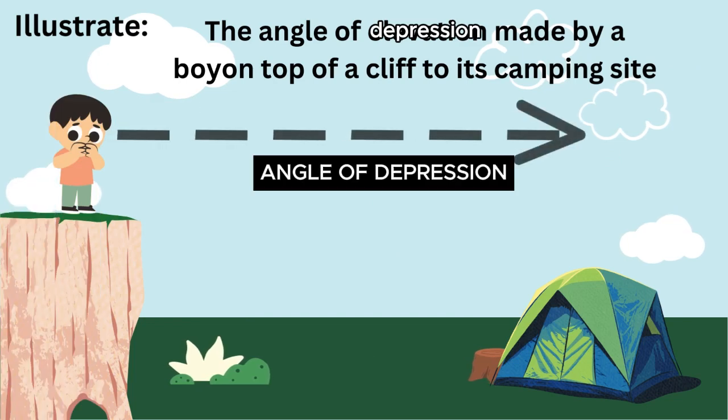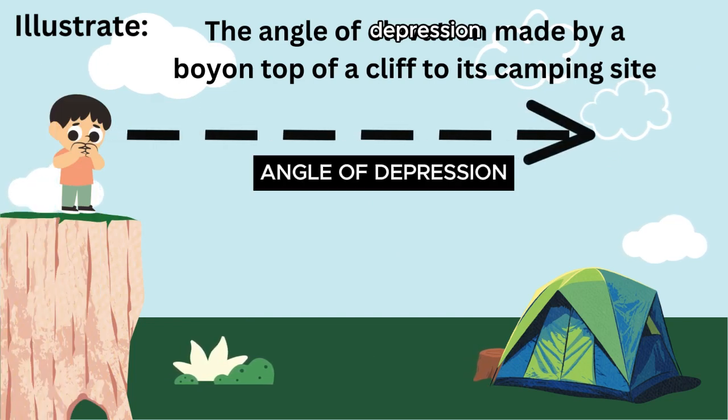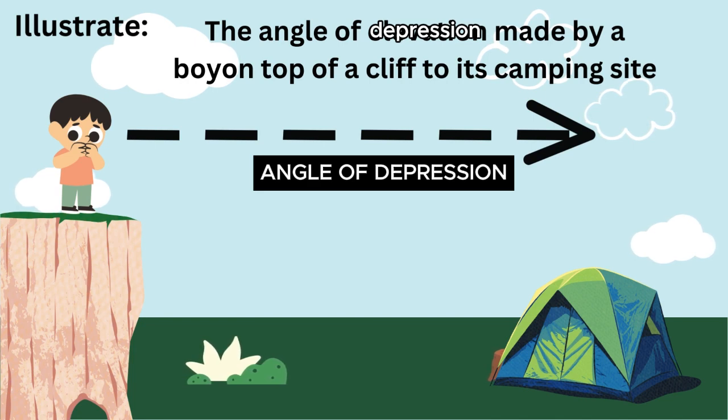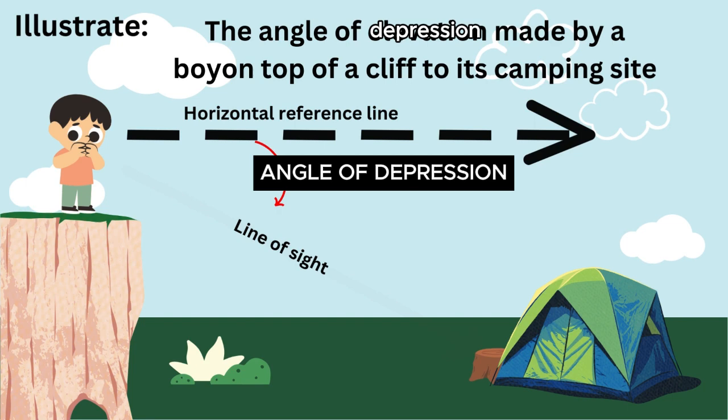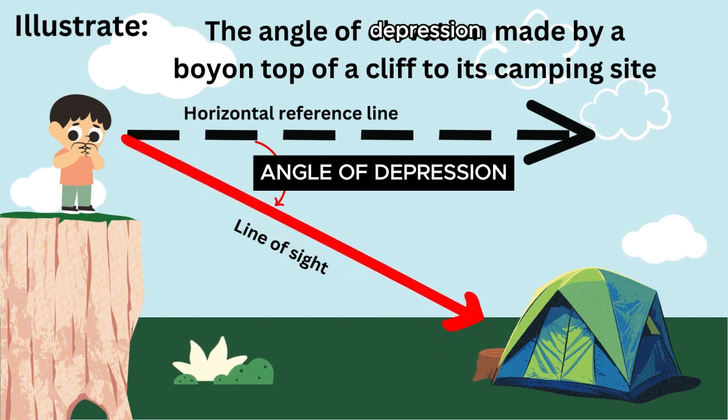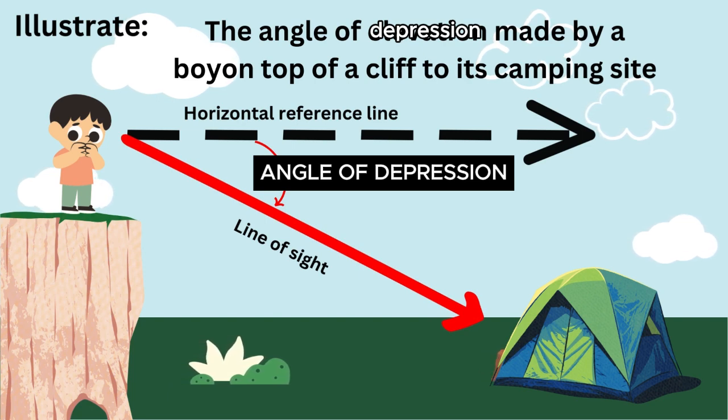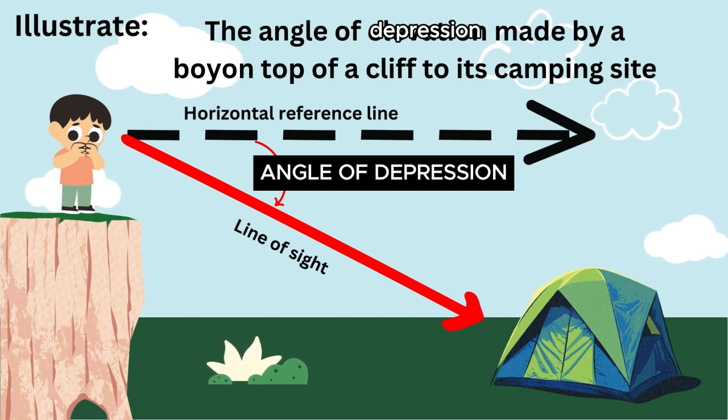Second, we will illustrate the angle of depression made by a boy on the top of a cliff to its camping site. Let's illustrate. To draw the horizontal line of sight, we start from the eye of the observer, which is the boy, and the line of sight will be from the eye of the boy to the camping site. You can see the angle formed from the horizontal line of sight to the line of sight is the angle of depression, because the line of sight is below the horizontal line, therefore the angle being formed is the angle of depression.